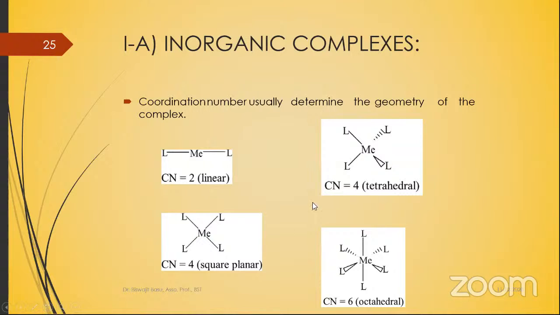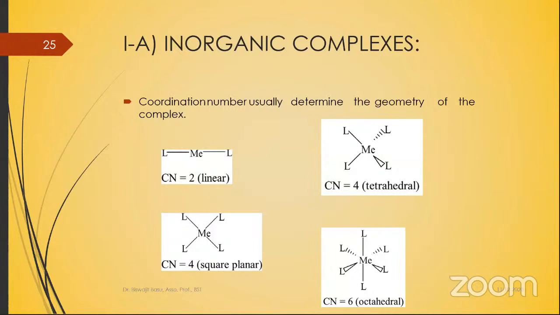Especially in this case, or in this case, see that this is 2, 4. Here also 4. This is octahedral. So linear, tetrahedral, square planar, octahedral. So coordination number, what is that? It will determine the geometry of the complex.